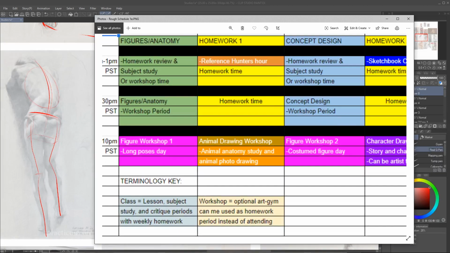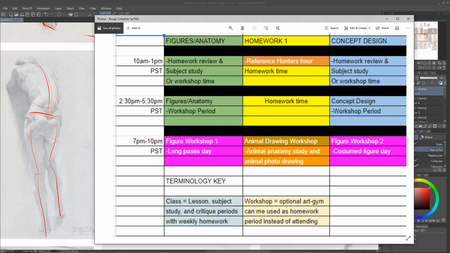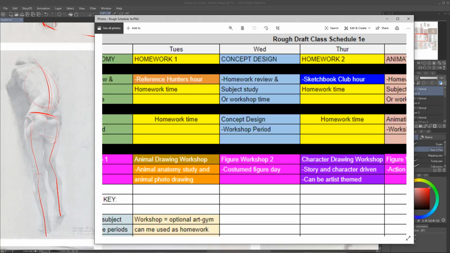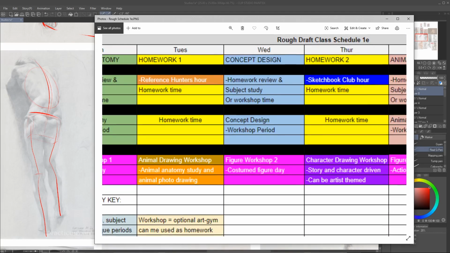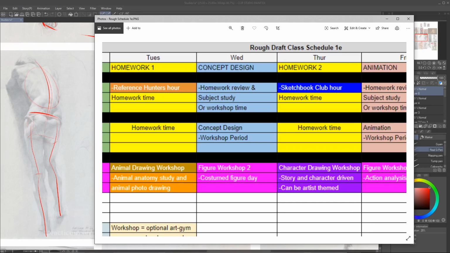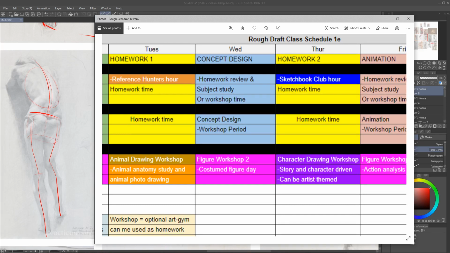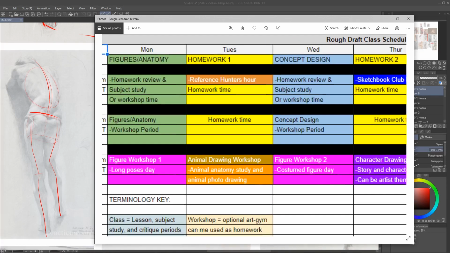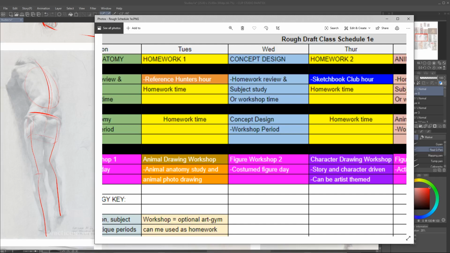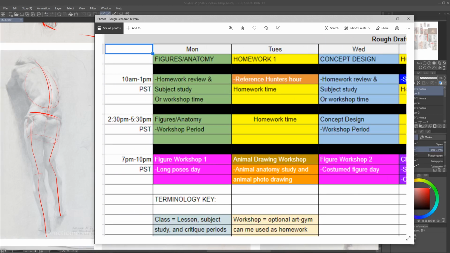So Tuesday is going to be animal drawing workshop, 7 to 10 p.m. This is Pacific time, by the way. Concept design is where you're going to be developing your concept work for whatever projects you are currently working on or want to work on. And everything's holistic here. The reference you gather here is going to be fodder for this, and the reference you gather here is going to be fodder for this.